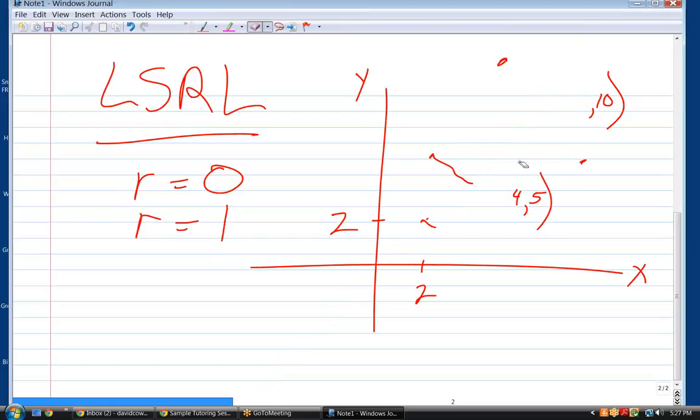In other words, if I'm looking for a correlation of 1, I would have a bunch of points that are all exactly in a straight line. Then when I put the line that goes through there, I have no distance between each point and the line, perfect correlation. Okay.